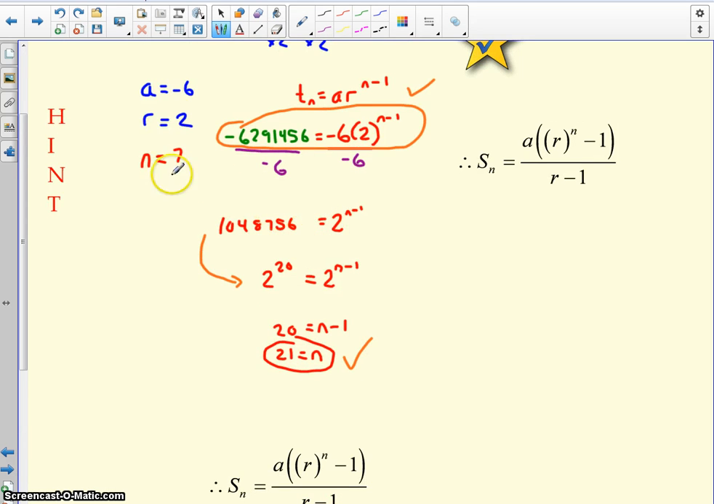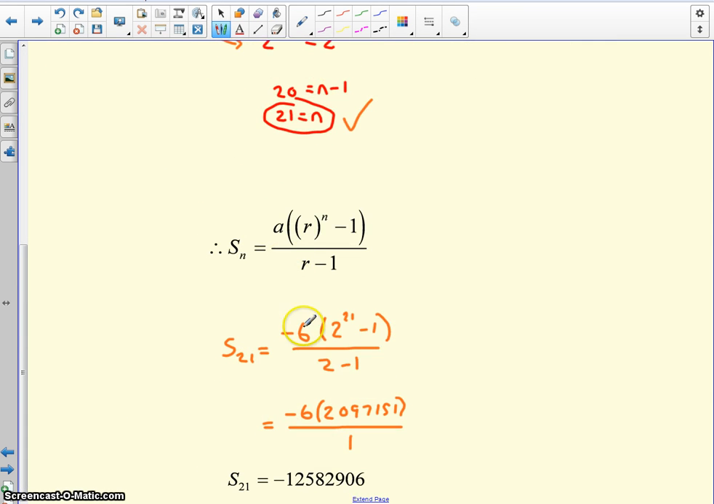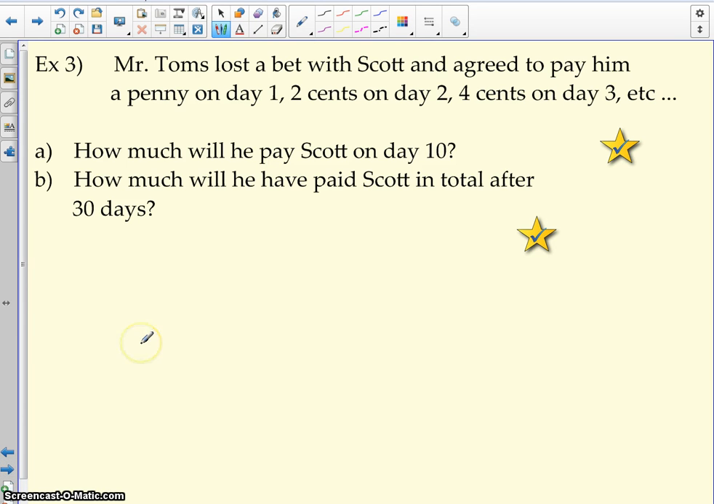So now that I have n, and I have a and r to go with it, I can use my geometric series formula. I throw in my a, I throw in my r, I throw in my n, and then I simplify as much of it as I can, and I bring it down to having an S21, so the sum of the first 21 terms, or the sum of everything that's up here, is going to be negative 12,582,906.